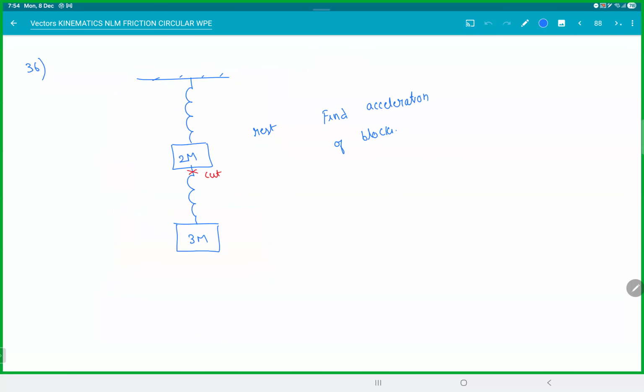These are another good questions. We have two blocks, 2m and m. Initially at rest, you're cutting the spring here. Find the acceleration of the blocks just after cutting.